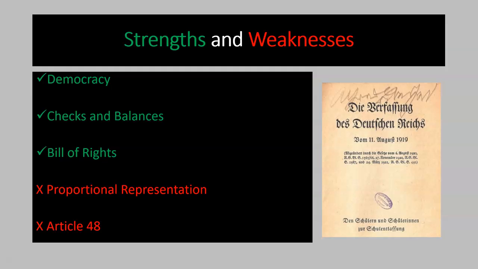It said that in a crisis, the Chancellor could ask the President to pass a necessary law by decree, which meant that they didn't need the support of the Reichstag. The problem with this is that Article 48 was abused. By around 1930, the Chancellor came to rely on the President to pass laws rather than relying on votes in the Reichstag. This made the Weimar Constitution seem weak, and it encouraged people to think that Germany would be better off with a single, all-powerful leader.